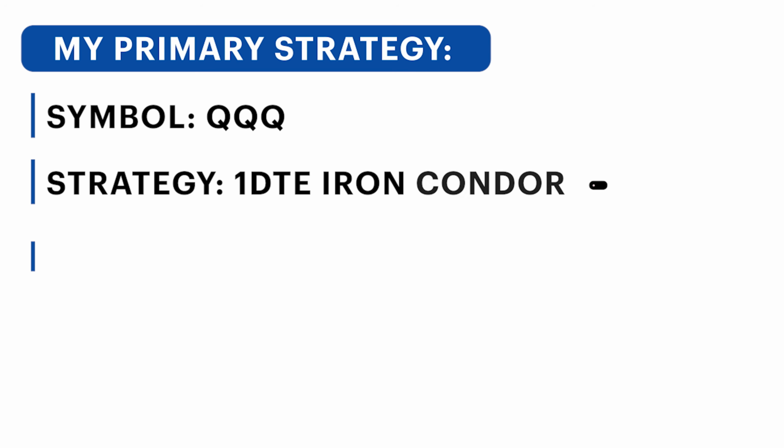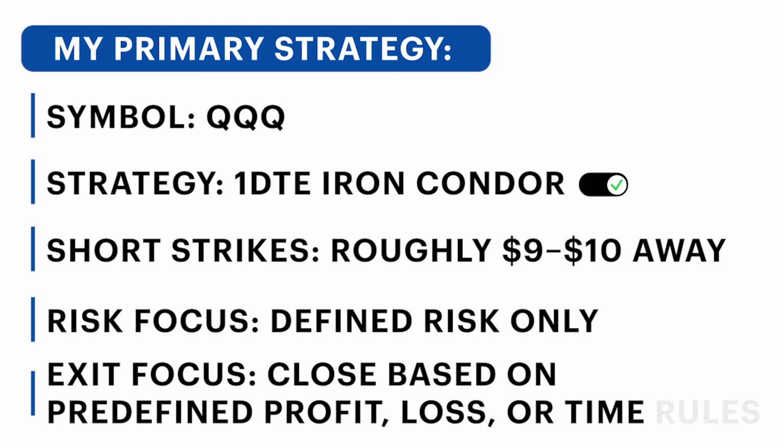And then fifth, review rules. This is where traders become consistent long term. Every week I need to review what happened, not just whether I made money, but whether I followed the rules. So here's the complete plan going into week 1. My primary strategy going into this challenge is a QQQ 1DTE iron condor. And that means mainly I'm looking at QQQ options that expire the next trading day. I'm generally looking at short strikes roughly $9 to $10 away from the current QQQ price with defined risk wings. And that's the plan. Not perfect, not final, but clear enough to test.